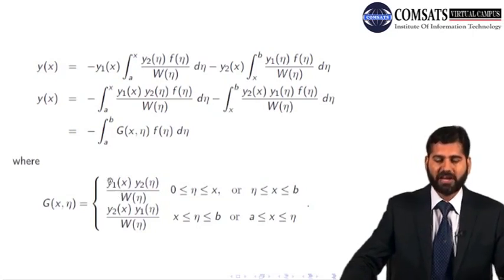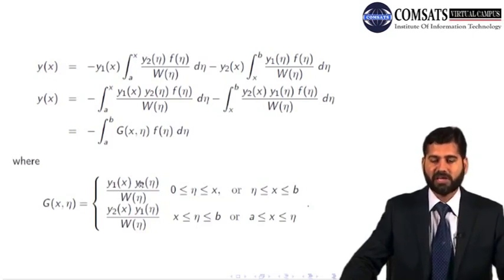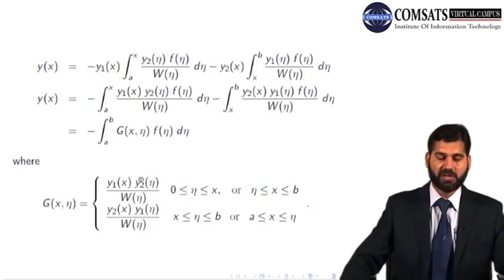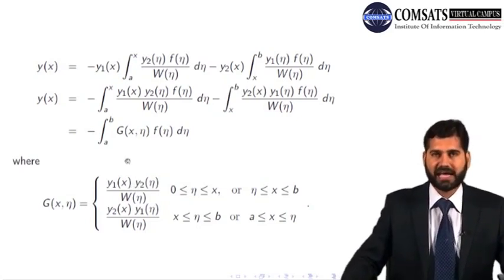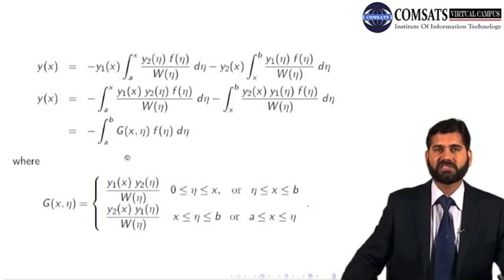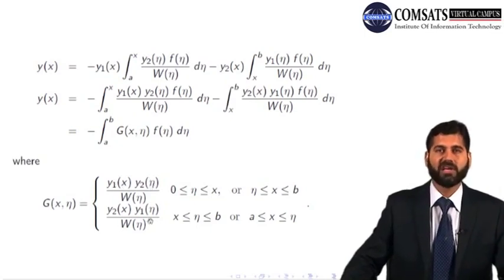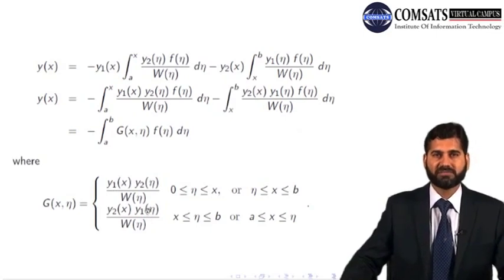So if you can find two solutions, y1 and y2, from the corresponding homogeneous equation, you can easily obtain your Green's function from there. So if, let's say, cosine x and sine x are your solutions, then of course cosine x sine eta and cosine eta sine x will give you your Green's function. So let's use this formula to find the Green's function.